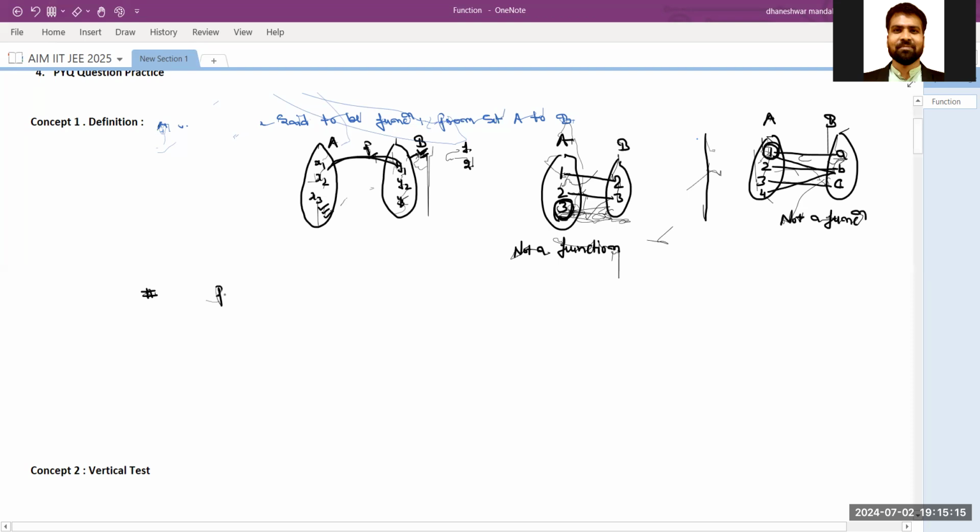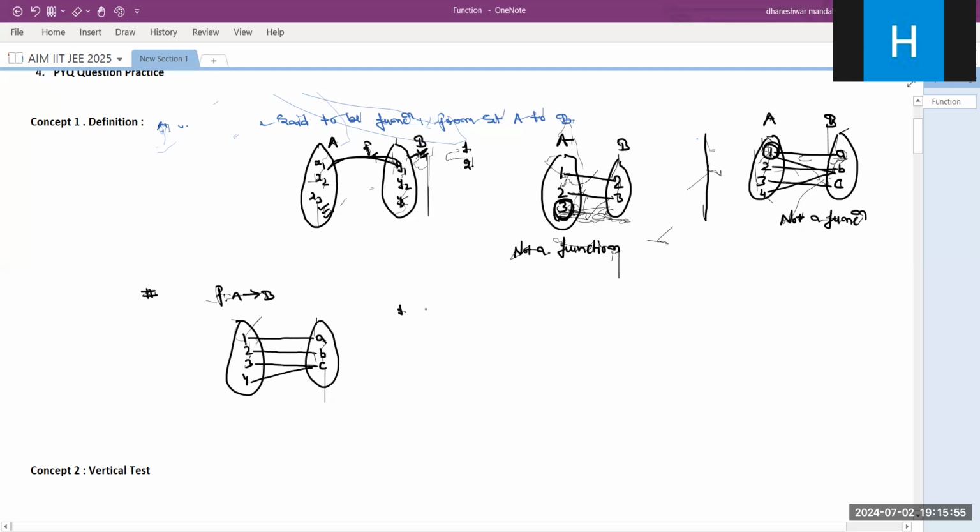So let's see, if we have a function defined from set A to B, and here we have a mapping in this way. 1 is connected with A, 2 is connected with B, 3 is connected with C, and 4 is connected with C. Now, can I say this is a function? Yes or no? Yes, because two elements have the same image. But in a function, only two things are required.